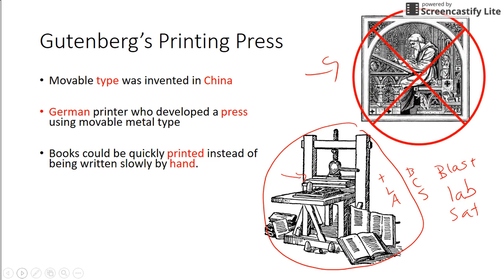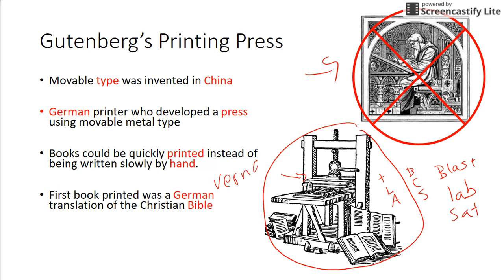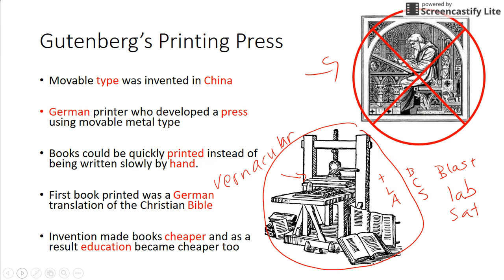So if you can quickly print books instead of handwriting them slowly, you can make a lot more books a lot quicker. And the very first book he had printed was a German translation of the Christian Bible. Now, since he printed it in German, what was that? Yep, vernacular. Not printing a Bible in Latin. He wanted to make sure that people who could read and write in German could actually read the Bible.